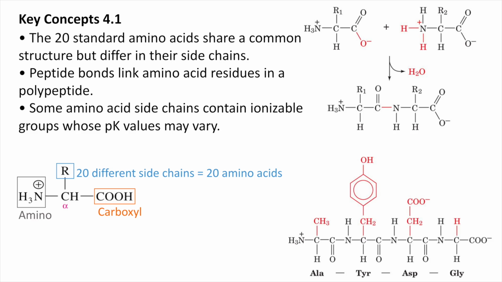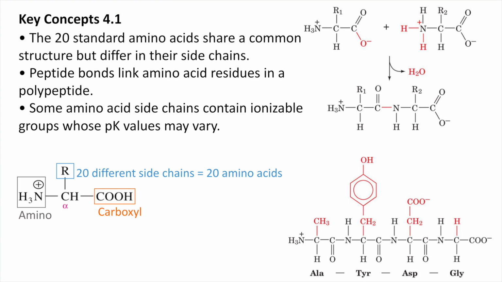So let's go ahead and talk a little bit about amino acids. You've learned a long time ago that there are 20 standard amino acids, and the differences in them are the R groups, or the side chains. If we look at this structure here, this is the general structure of an amino acid. Be able to draw this and know what each of these represents.